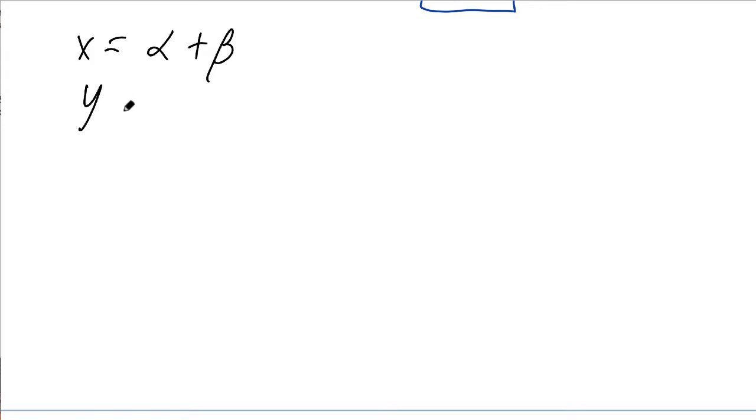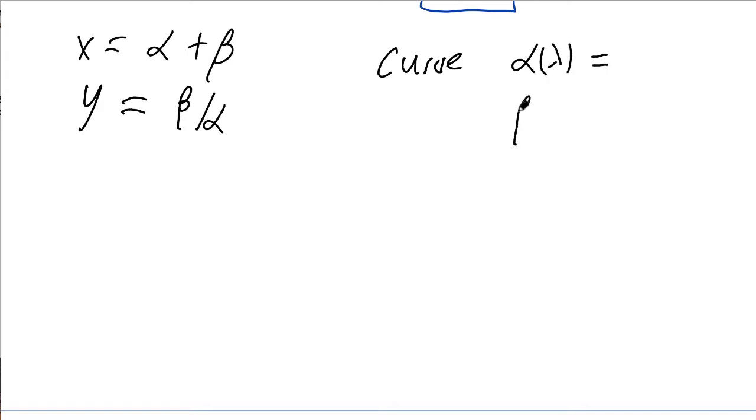x was equal to alpha plus beta, and y is equal to beta divided by alpha. So what we could do is write the curve as alpha as some function of some parameter, beta a function of some parameter, then use that with the line element in terms of alpha beta coordinates to compute ds and then integrate.